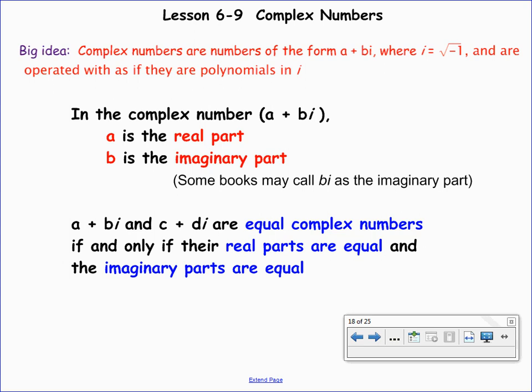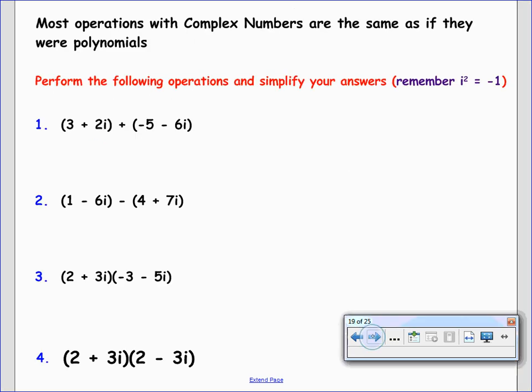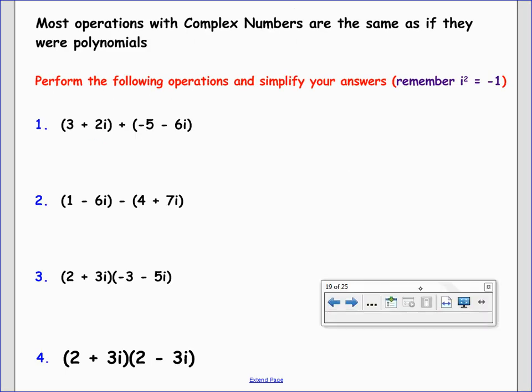a plus bi and c plus di are equal complex numbers if and only if the real parts are equal and their imaginary parts are equal. And so we've got this kind of one-to-one property, kind of like we did with logarithms back in semester 1 for exponentials. All right, let's go ahead and do some stuff then. Let's go ahead and perform our operations with complex numbers.